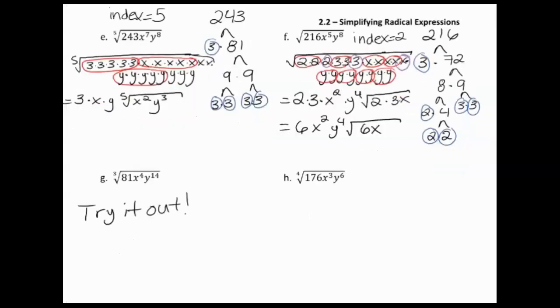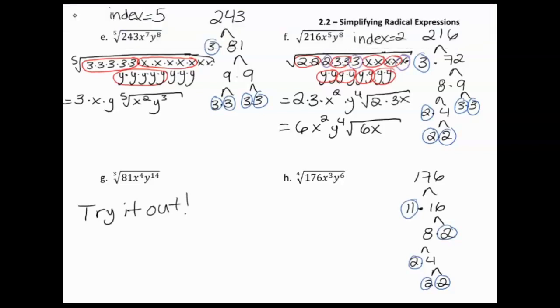All right, so example H, let's find the prime factorization of 176. So two numbers that when I multiply them give me 176. It's going to be 11 times 16. Now, 16 is also 8 times 2. 8 is 2 times 4, and 4 is 2 times 2. So our prime factorization is going to be 11, 2, 2, 2, and 2.